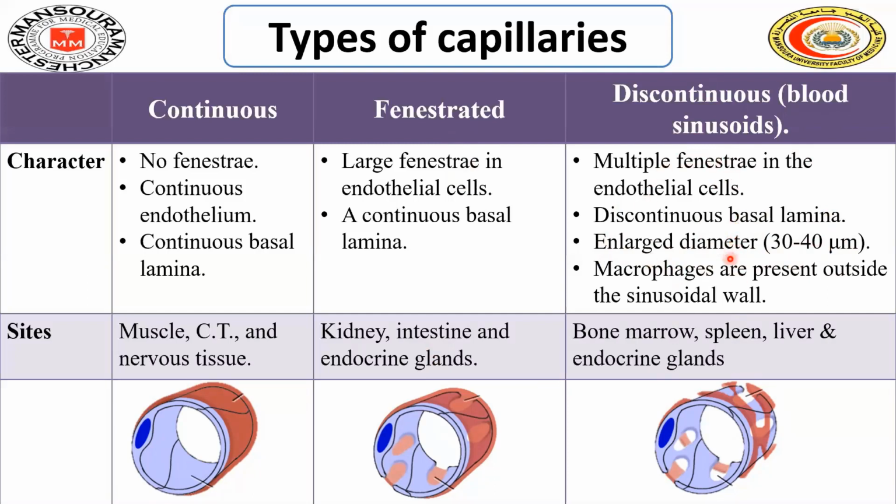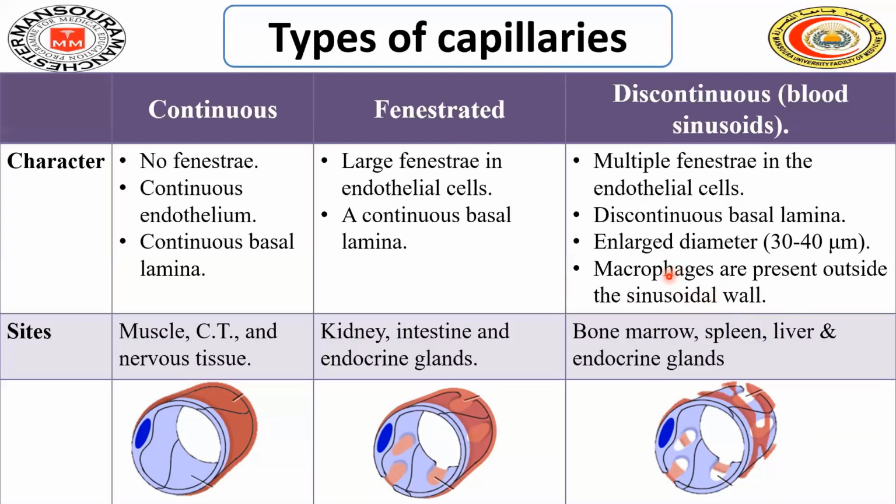This type is also characterized by the presence of macrophages surrounding its wall from outside. So the macrophages are present outside its wall here in this area. These are two characteristics of the blood sinusoids and are not present in other capillaries. The enlarged diameter is characteristic for sinusoids. And the presence of macrophages surrounding its wall is also characteristic for the sinusoids and not present in other types of capillaries.